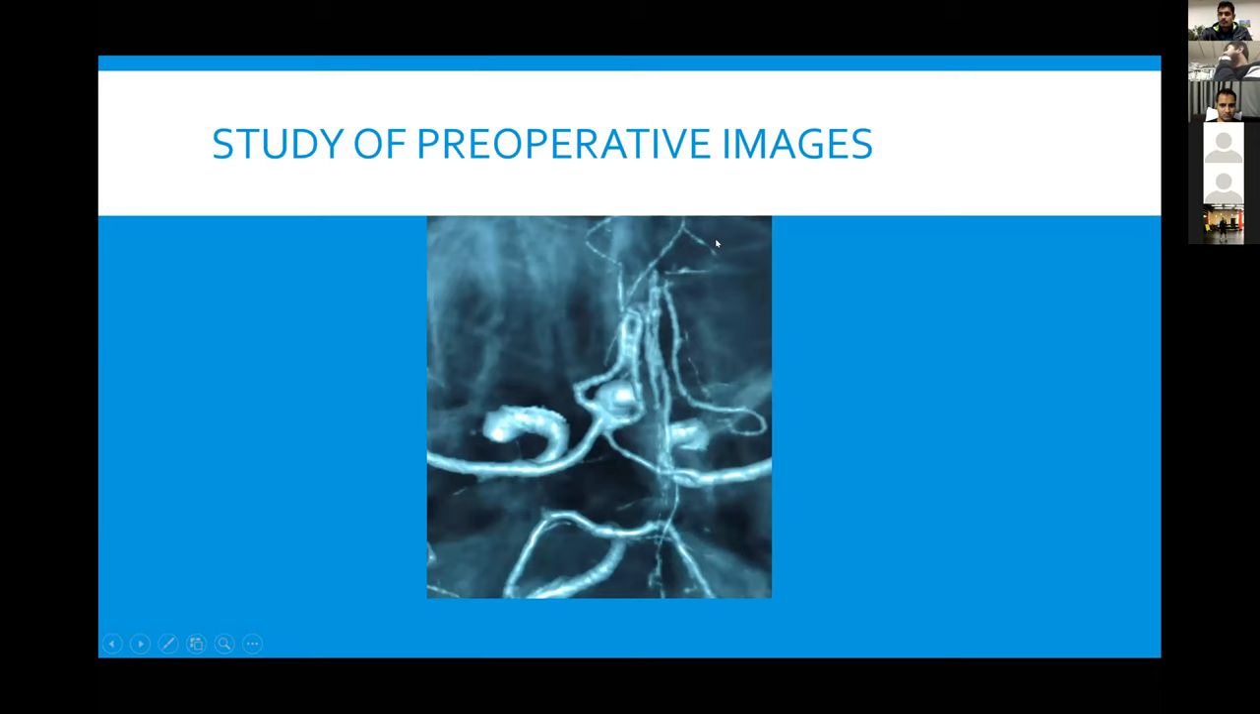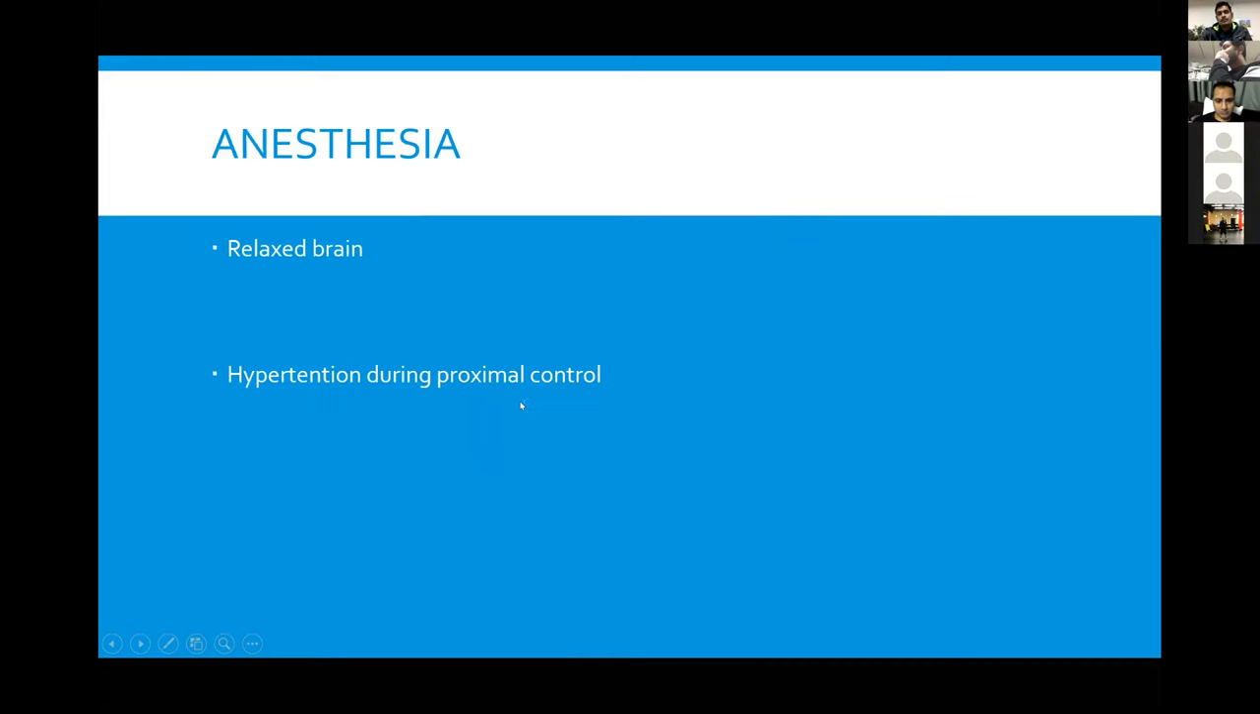Studying the preoperative images is very important to know the projection of the aneurysm, which A1 is the dominant one, and if there is any associated hydrocephalus, to put a VP shunt or an external drain. About anesthesia, I always say that anesthesia is 50% of the operation, especially in a ruptured ACOM aneurysm. The brain must be relaxed, otherwise you will not be able to operate. You must talk with the anesthesiologist before the operation and always tell him that if premature rupture occurs and you put a temporary clip, he has to elevate the blood pressure.